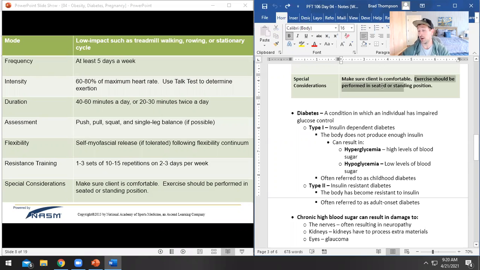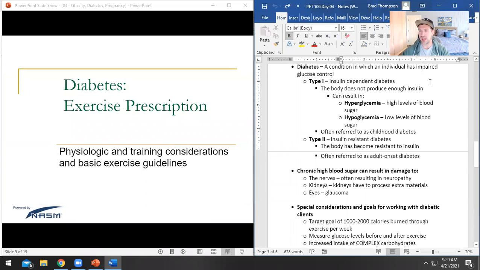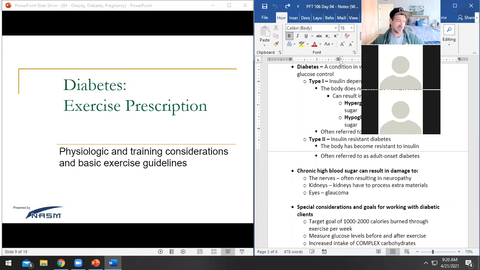And then exercise should probably be performed as often as possible in a seated or in a standing position. If you consider that, you're going to be burning lots and lots of calories. So that is our obese client. Any questions there, guys?